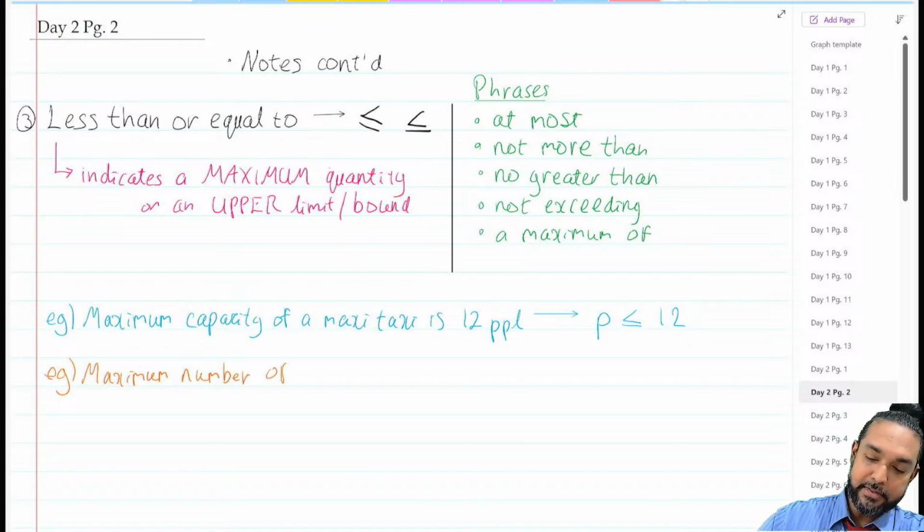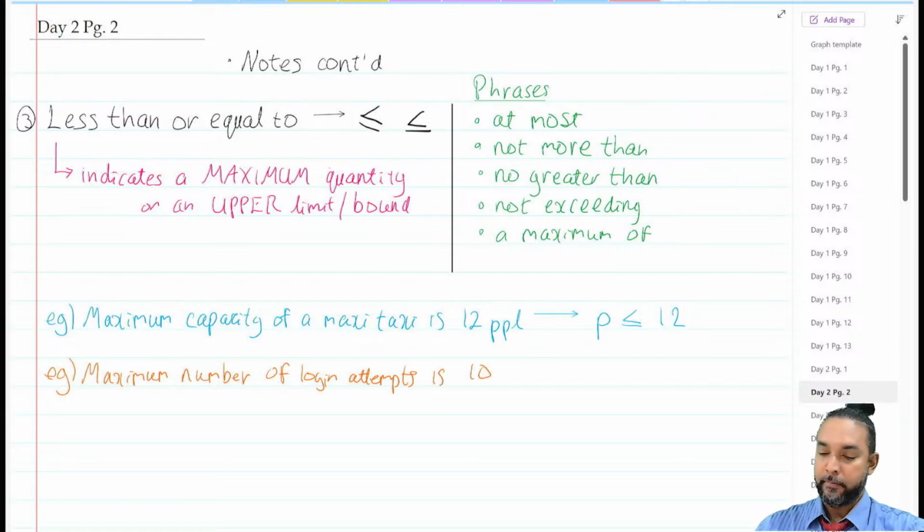Maximum number of login attempts is 10. All right. So let capital A be the number of attempts. So the number of attempts is less than or equal to 10.